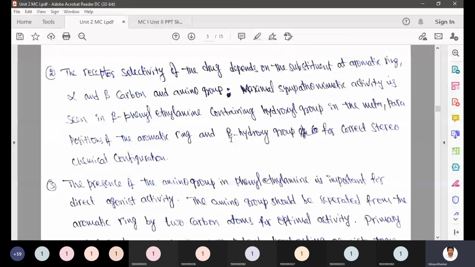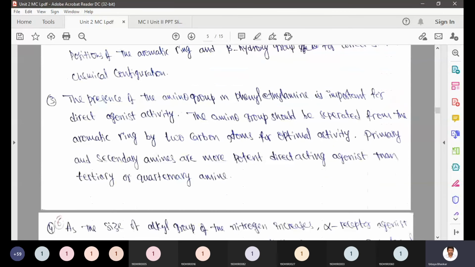If it has to go and bind to the receptor, it should have an aromatic ring, probably catechol, then alpha and beta carbon of ethylene bridge, then amino group. Okay, so maximum sympathomimetic activity is seen in beta phenylethylamine containing hydroxyl group in the meta-para positions of the aromatic ring and beta hydroxy group for correct stereochemical configuration. So simply it is a chemical description of the chemical structures of the catecholamines, dopamine, adrenaline, and noradrenaline. So such structure is very much optimum for binding to the alpha and beta receptors.